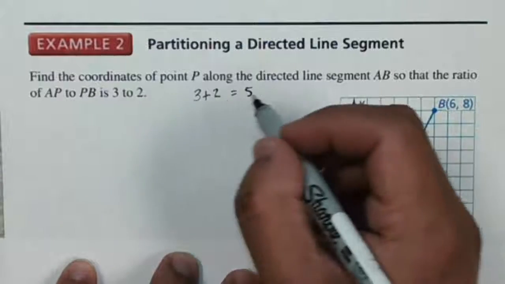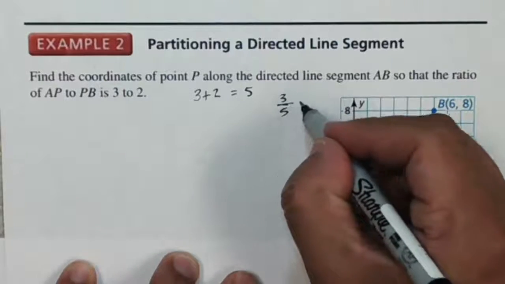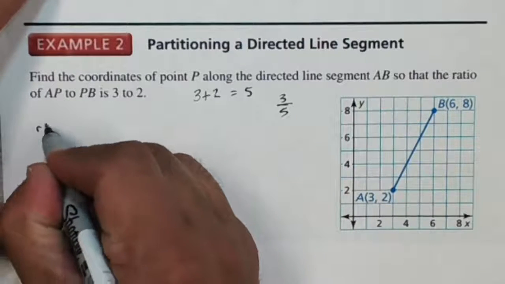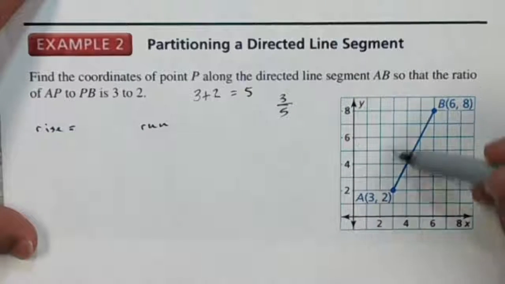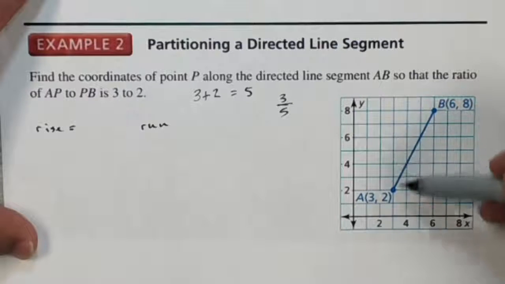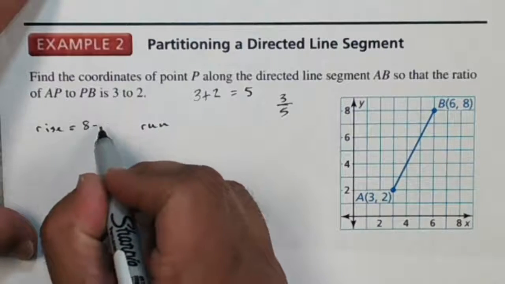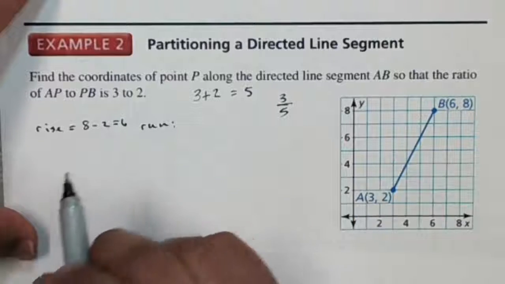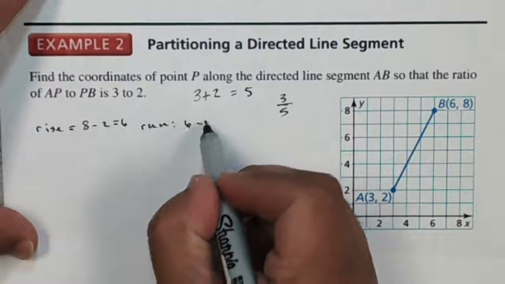Okay, so what I want is 3/5, because I want 3/5 of my slope. So looking at the rise and then looking at the run. If I look at my rise, that's the change in my y values. So that's going to be 8 minus 2, which is 6. For my run, that's going to be 6 minus 3, which is 3.